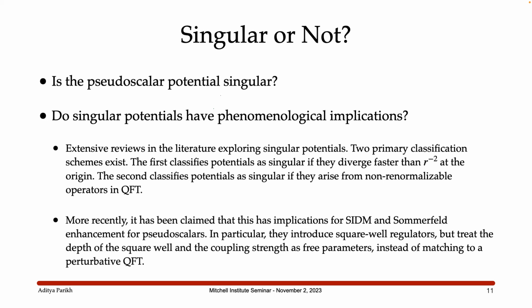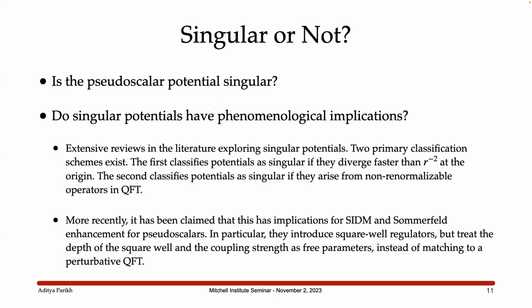In particular, what this paper did was basically say that, okay, I have a 1 over r cubed potential that's going down to the origin. I don't know how to treat this. So what I'm going to do is replace it with a square well potential, and essentially go down the route of regulating the Schrodinger equation and then doing some kind of renormalization to make sure that the results are robust. In particular, what they do is they allow the depth of the square well and basically the coupling strength to be free parameters.